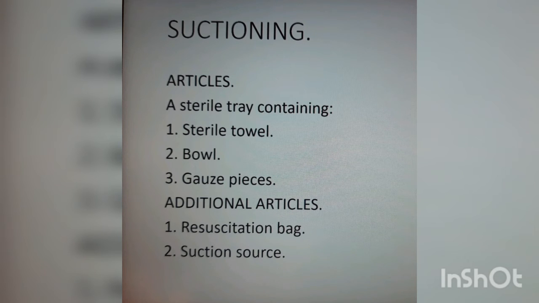Next, we will see what are the articles needed to be kept in a sterile tray. A sterile tray containing a sterile towel, a bowl, and a gauze piece. There are also additional articles needed for the suctioning procedure. The first one is a resuscitation bag with a reservoir connected to a 100% oxygen source. Next, we need a suction source. It can either be a portable suction machine or a wall suction unit.